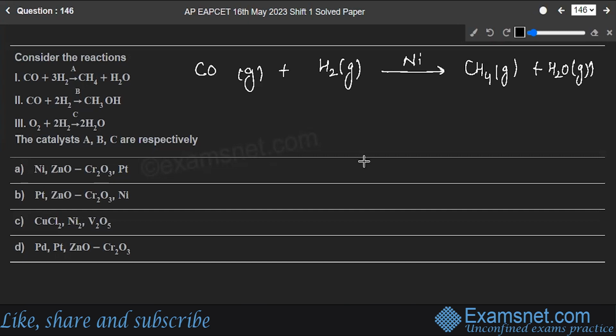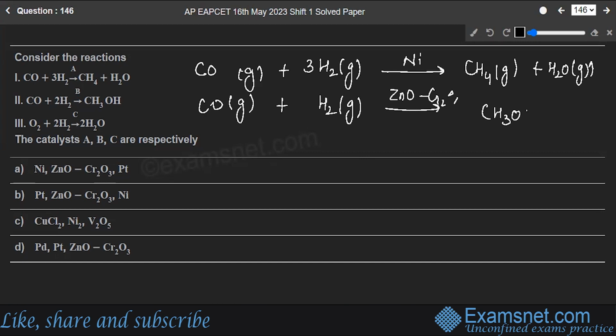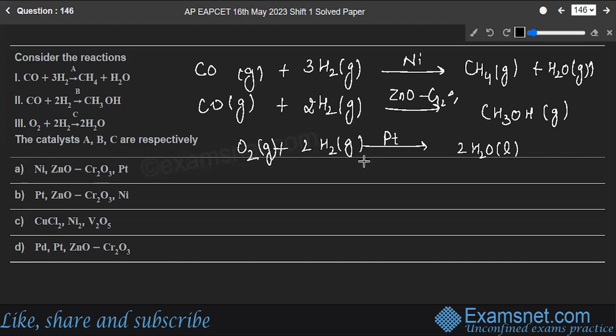So let's do the balancing. This will be 3 and yeah, it will be done. So the next one, carbon monoxide gas plus H2 gas, in the presence of zinc oxide, chromium oxide gives you CH3OH in the gaseous form. Let's do the balancing again. Here will be 2. And the last one, oxygen plus 2 molecules of hydrogen in the presence of platinum gives you 2H2O. This is in the liquid form. This is in the gaseous form, and this is, of course, the gas. Okay. So that means what is A? Nickel. This is your B and C is your platinum. So you have the first option as the right answer.